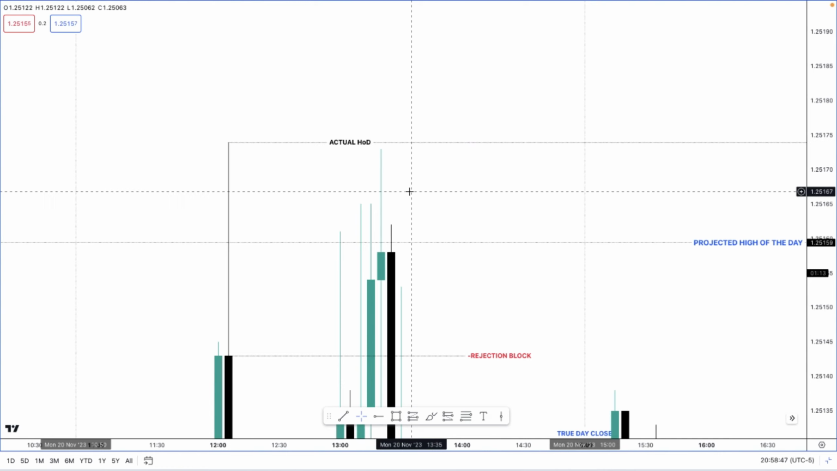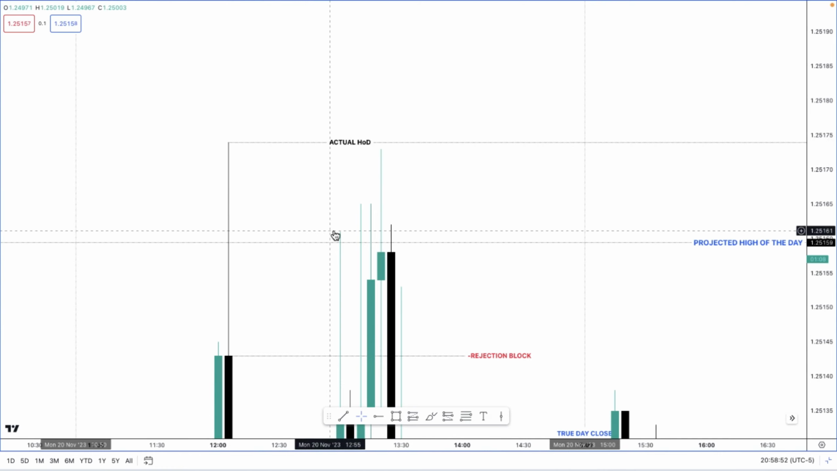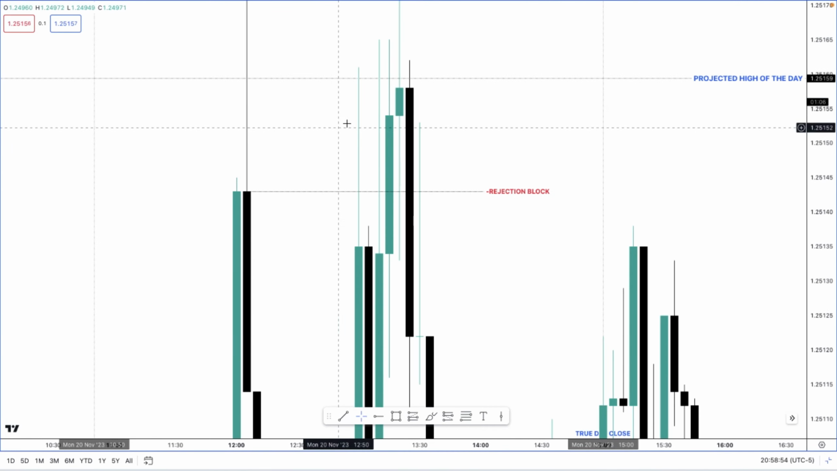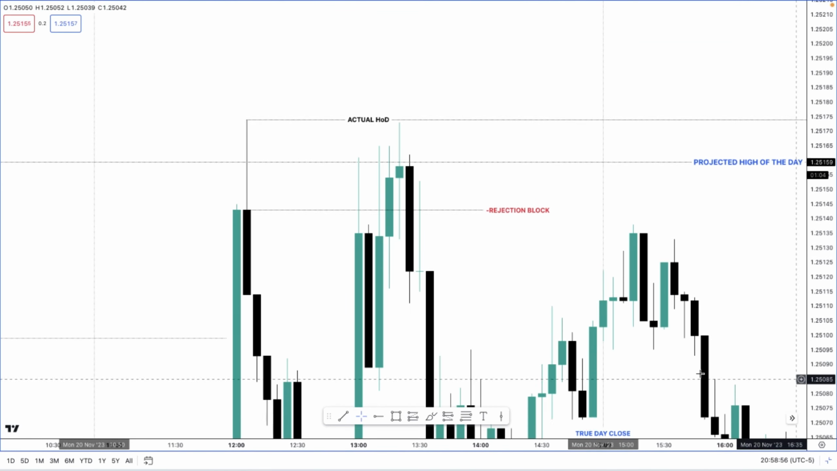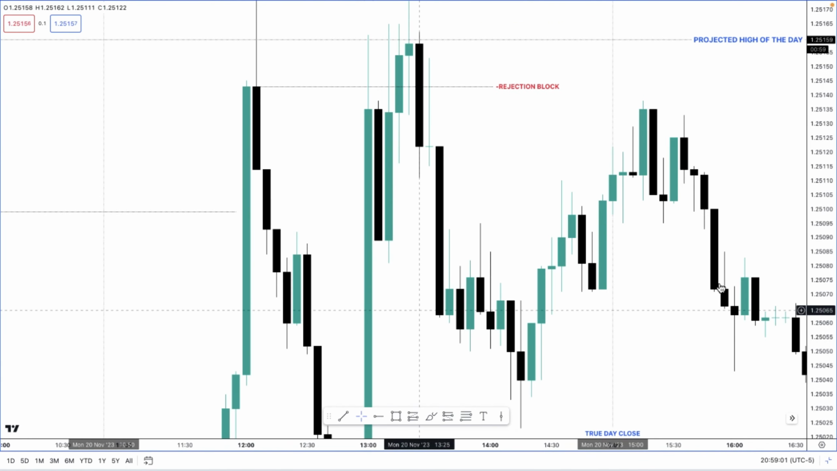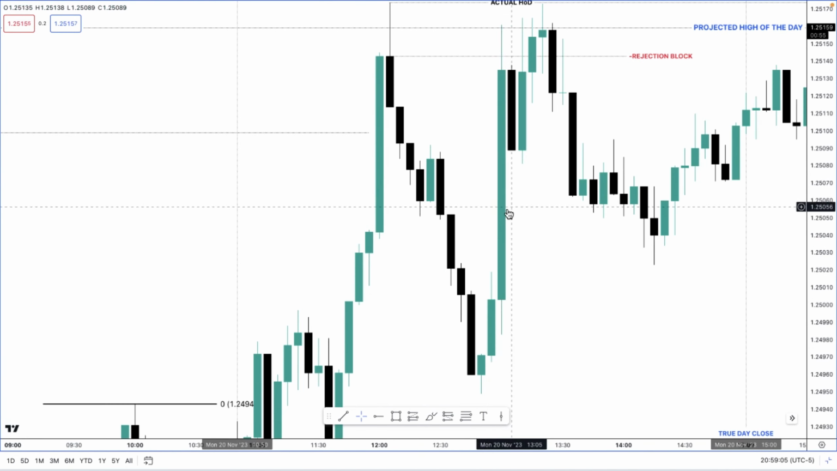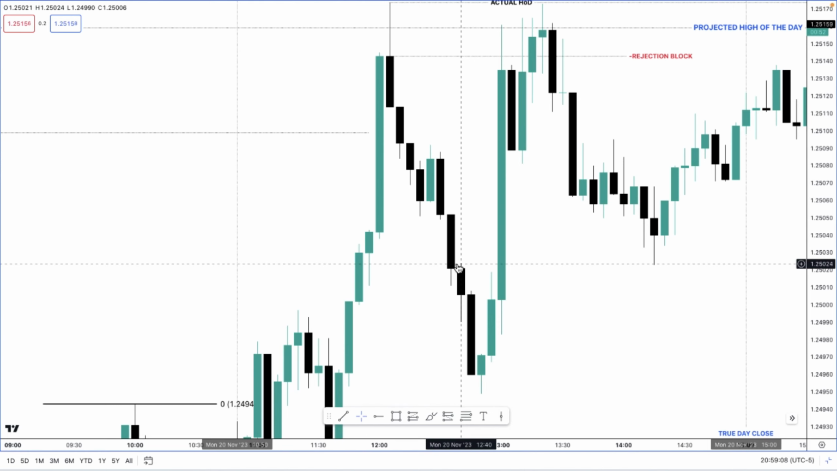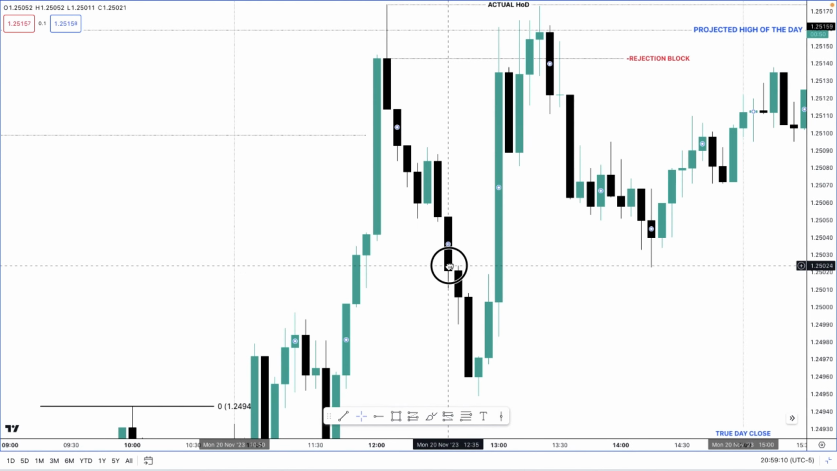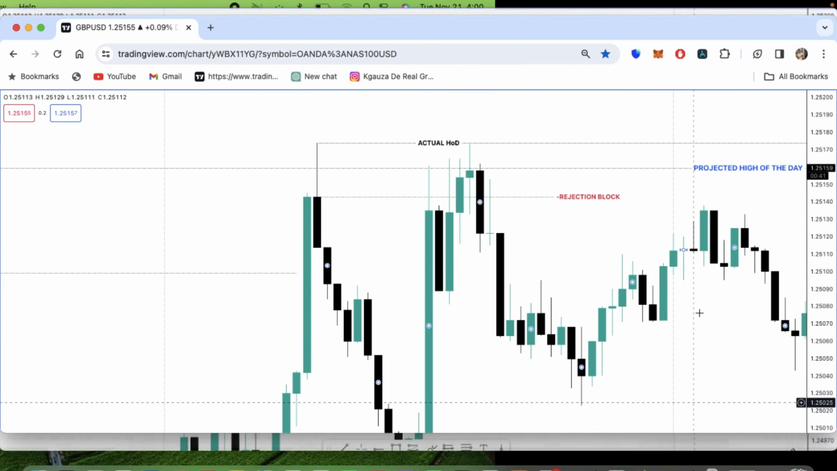You can see it failed to take out this high. This actual high of the day, I put that way before it even printed these candles. I think I put that even before it came back to this rejection block. I put this actual high of the day even when price was facing down. I think when we're still around here at 12:40 somewhere there. But even after that, look how it did not take out this high of the day. It is not a coincidence. Not even close to being a coincidence.